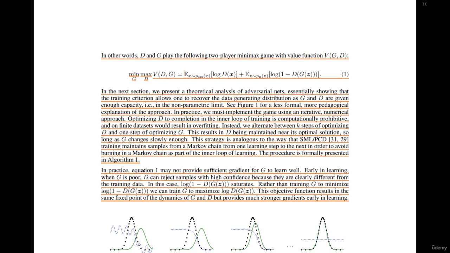In practice, equation 1, which is this, may not provide sufficient gradient for G to learn well. Early in learning, when G is poor, D can reject samples with high confidence because they are clearly different from the training data. In this case, log(1 - D(G(z))) saturates. Rather than training G to minimize log(1 - D(G(z))), we can train G to maximize log D(G(z)). This objective function results in the same fixed point of the dynamics of G and D, but provides much stronger gradients early in learning.